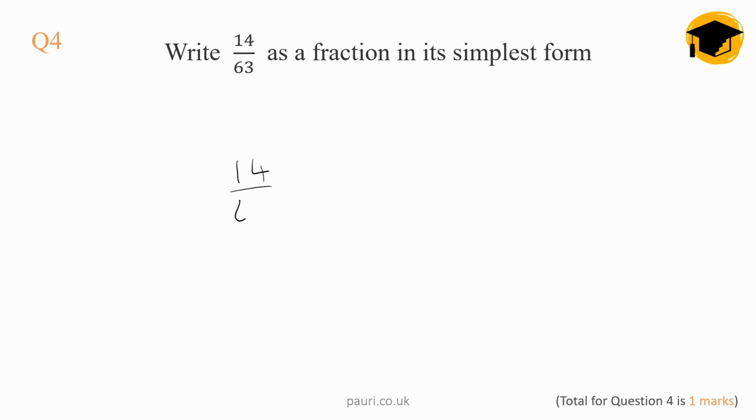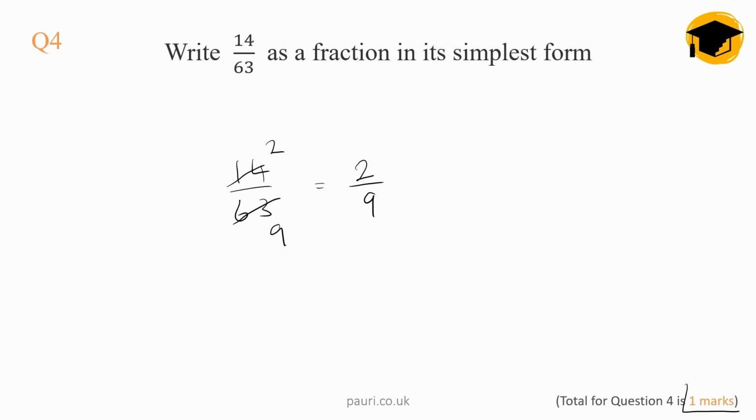14 over 63. What number is common in both? 7 is common. When I do my 7 times tables, it goes into 14 and 63. 7 into 14 goes twice, so 7, 14. If I do my 7 times tables, how many times does it go into 63? It goes 9 times. Can I simplify any further? I can't. My final answer is 2 over 9.